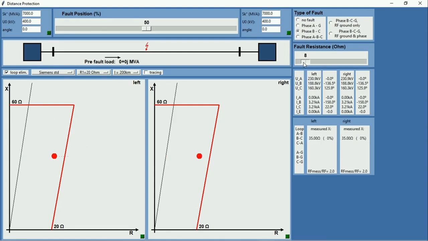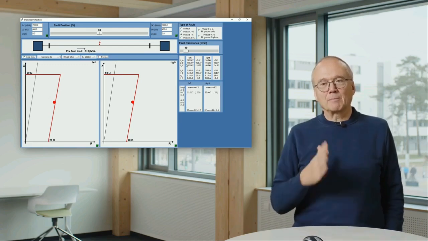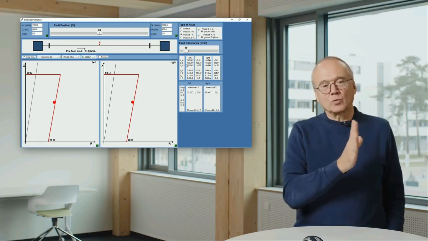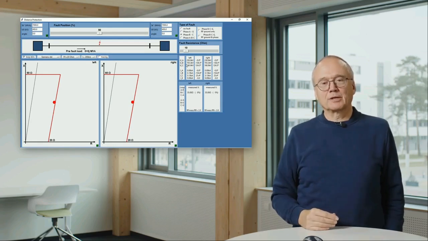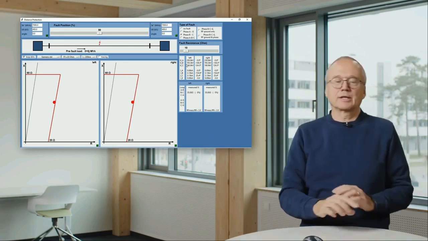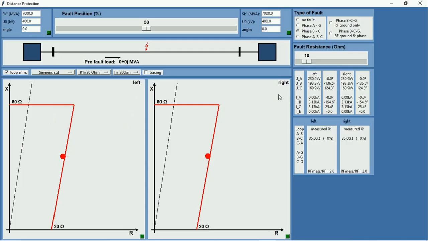We move now much faster to the end. That means already with 10 ohms, we are now reaching the limit. That means we have a setting of 20 ohms and we are approaching the limit already with 10 ohms due to the short circuit current coming from the other side. But, and that is the good thing, we still move horizontally.